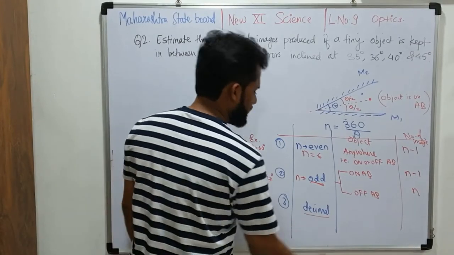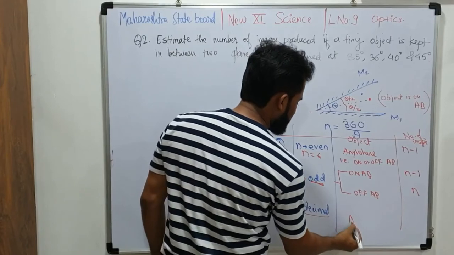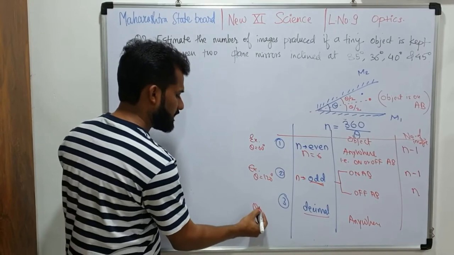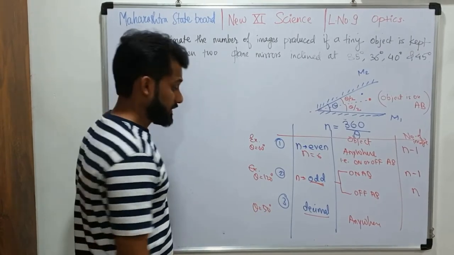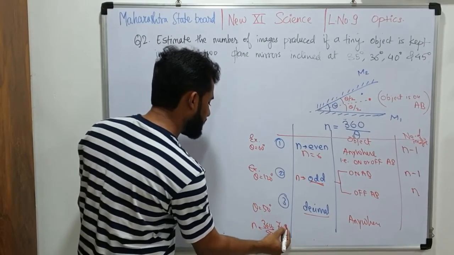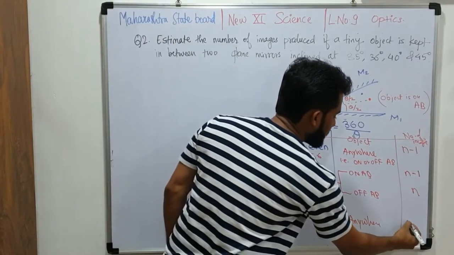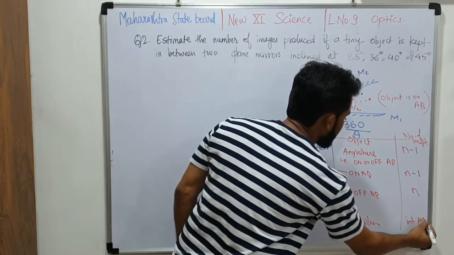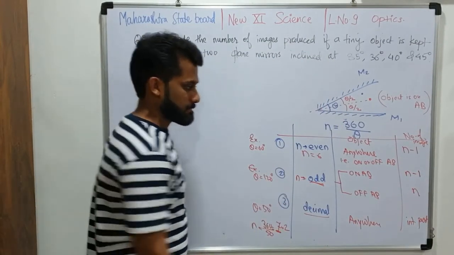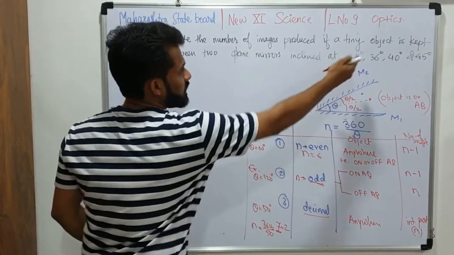And the last case, if the division gives a decimal, not a perfect number, in that case you place the object anywhere. You'll always get only the integral part. For example, if theta is 50 degrees, then if I divide 360 by 50, what is the value of n? N will be 7.2. So only the integral part is the number of images, the part before the decimal, which we call m. So if you know this table, you can solve these types of questions.